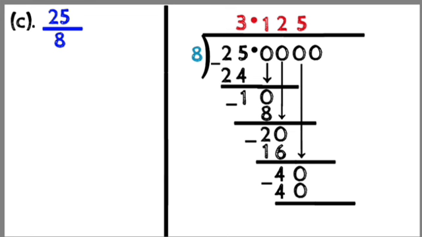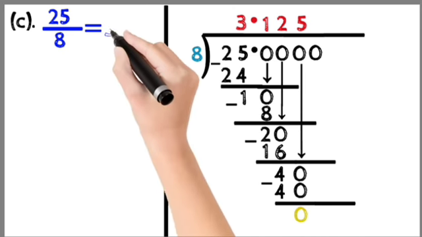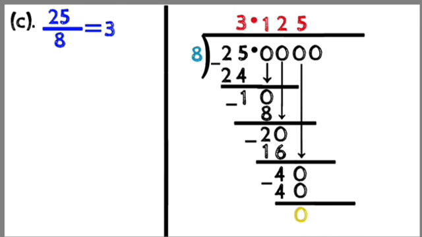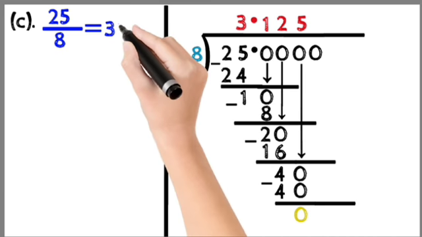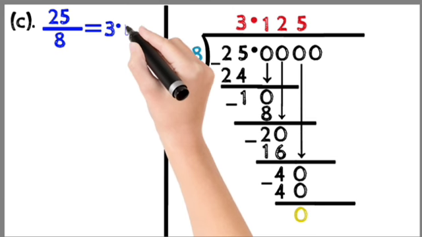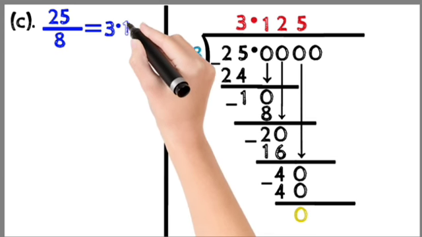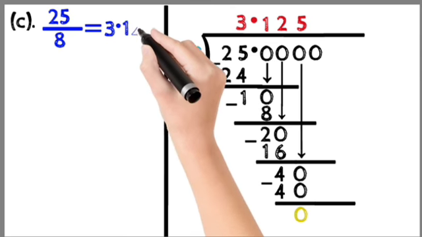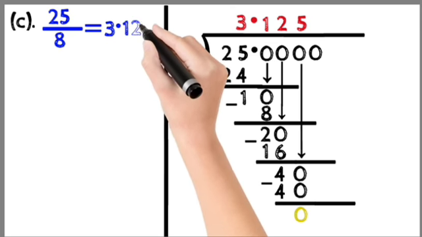Then what is the quotient here? What quotient can you see? The quotient is 3.125. So that is our final answer. So this is equal to 3 point 1 2 and 5. Just look here, this is 3.125. This is our final answer.